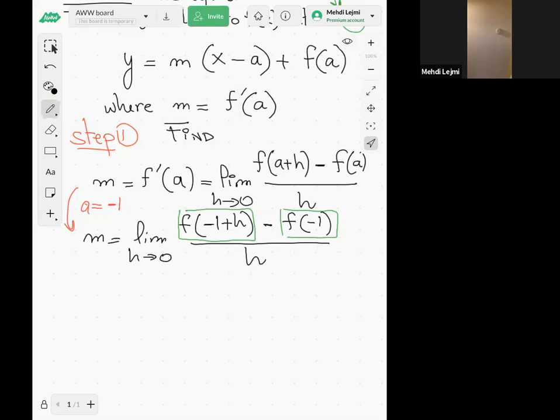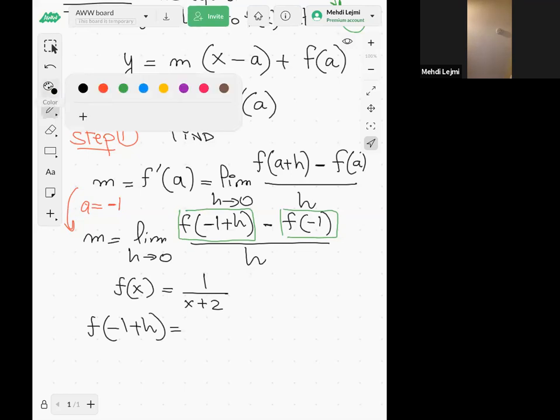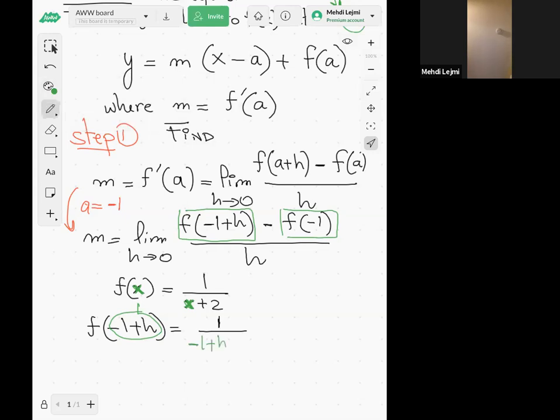So first, what's f of negative 1 plus h? Well, f of x is 1 over x plus 2. You want to compute f of negative 1 plus h, so you have to substitute x by negative 1 plus h. So instead of x, we're going to have negative 1 plus h, and then there's a plus 2. So that would be 1 over, negative 1 plus 2, that would be positive 1, so 1 plus h. Now, that's for f of negative 1 plus h.